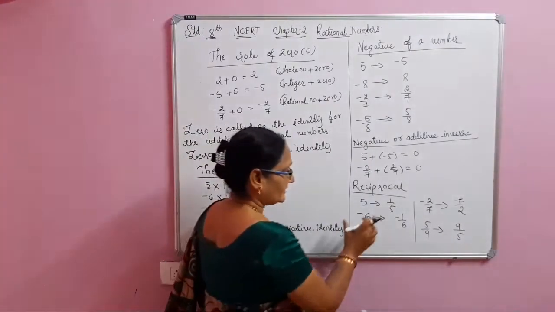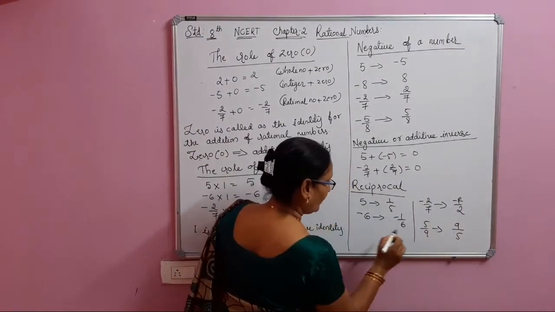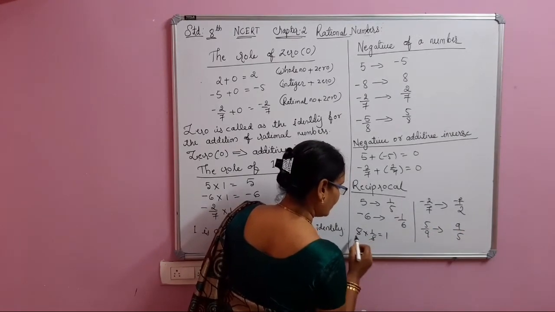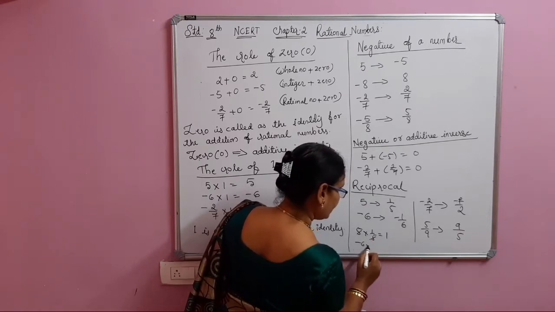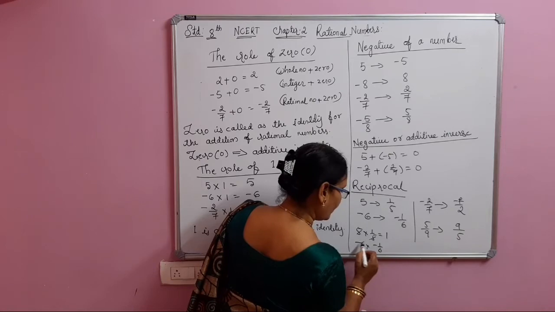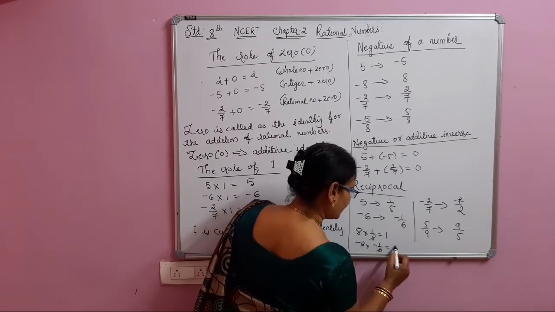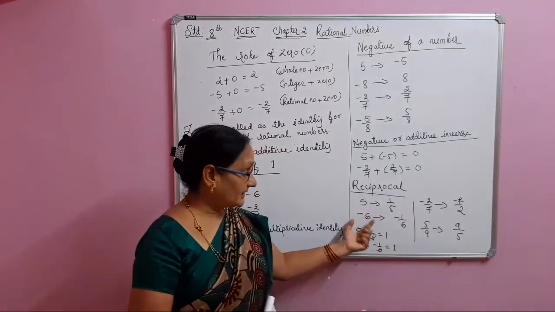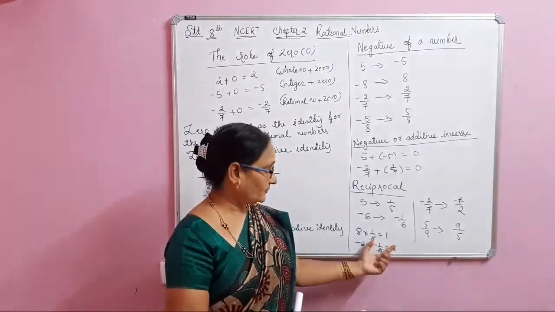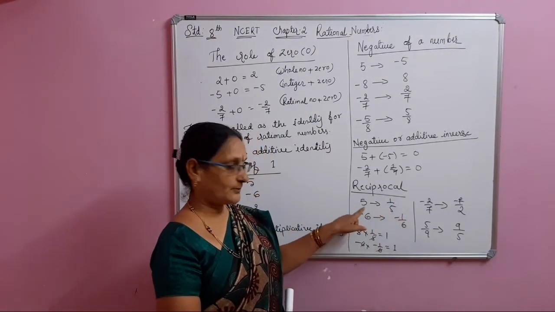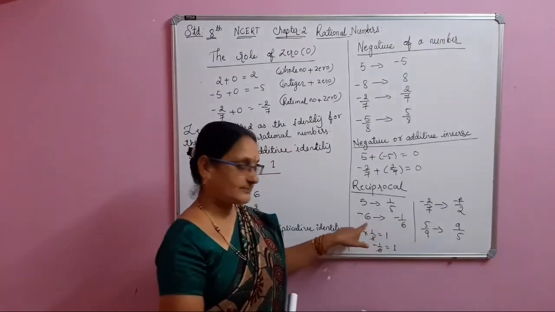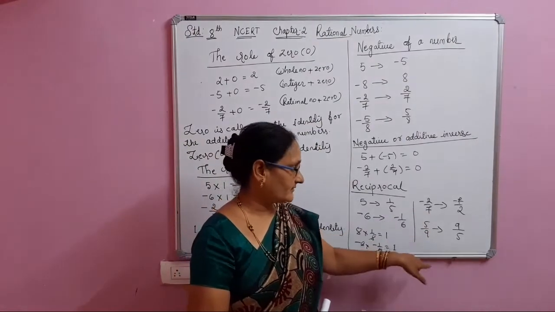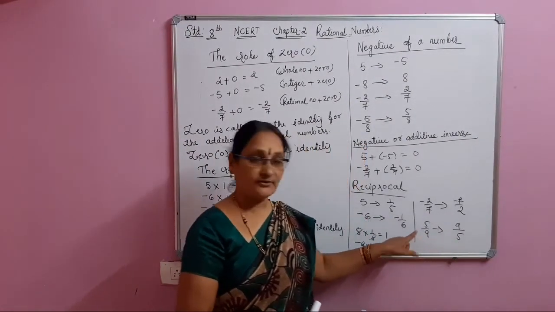How to judge it? The multiplication of these two must be 1. 5 into 1/5, 5 gets cancelled, 1. Then -6 into -1/6, minus into minus is plus, 6 gets cancelled, answer is 1. When we add additive inverses, we get 0; when we multiply these two, we get 1. If we get 1, then 1/5 is the reciprocal of 5, -1/6 is the reciprocal of -6, -7/2 is the reciprocal of -2/7, and 9/5 is the reciprocal of 5/9.